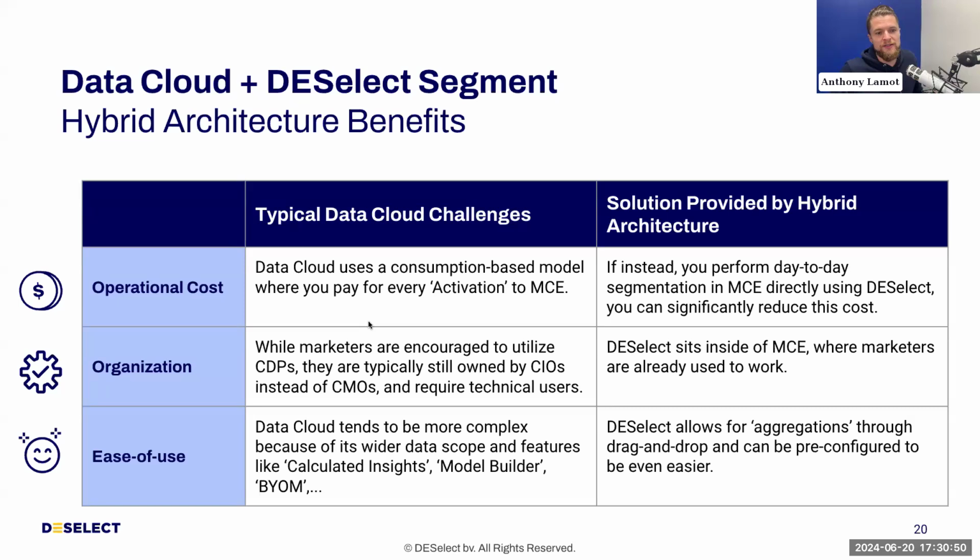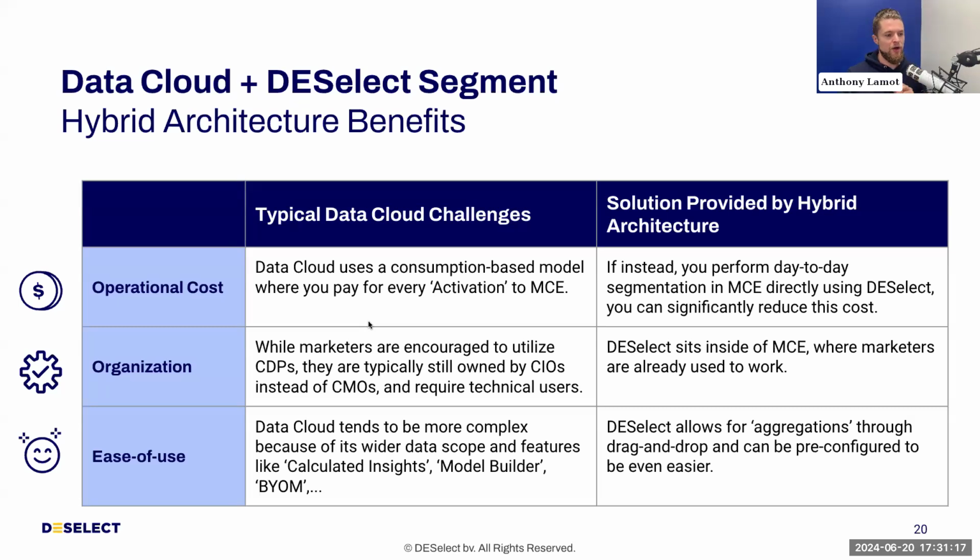So the solution that this hybrid architecture offers you is that instead, if you do your actual day-to-day segmentation in Marketing Cloud engagement using DESelect, you can significantly reduce this cost. And you can still use Data Cloud for all the great things it does, like unify and activate, but the more frequent experimental day-to-day segmentation, do that in Marketing Cloud engagement itself directly. So that's benefit number one.